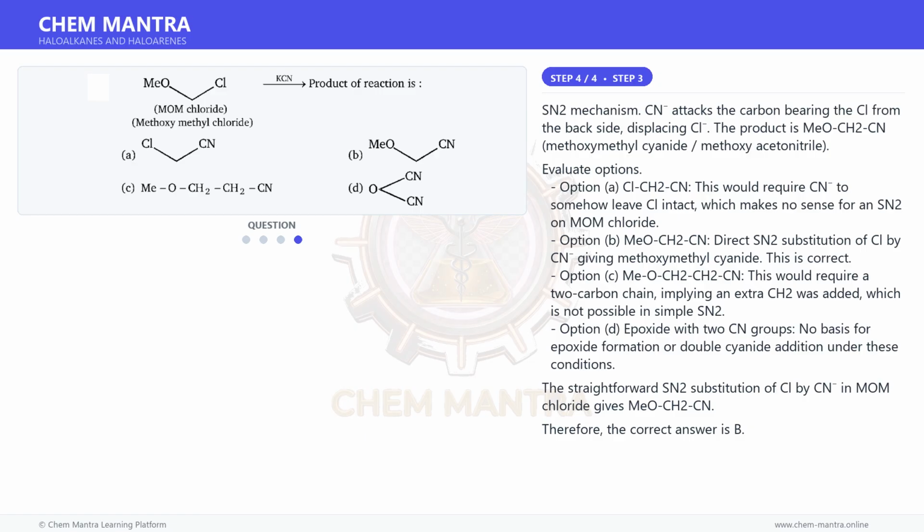Option C, MeO-CH2CH2CN, this would require a 2-carbon chain, implying an extra CH2 was added, which is not possible in simple SN2. Option D, epoxide with 2 CN groups. No basis for epoxide formation or double cyanide addition under these conditions. The straightforward SN2 substitution of Cl by CN in MeO chloride gives MeO-CH2CN.